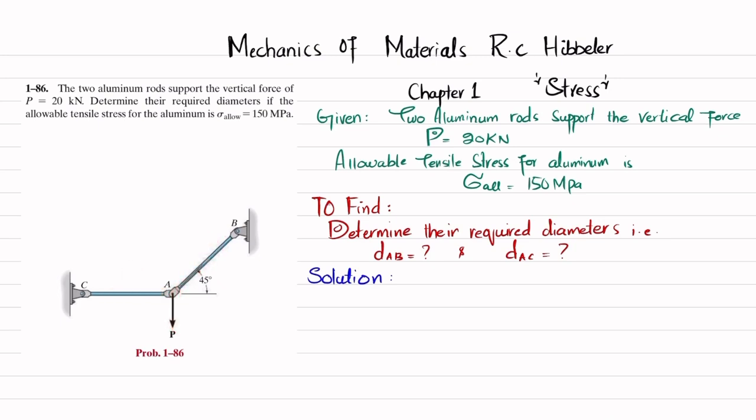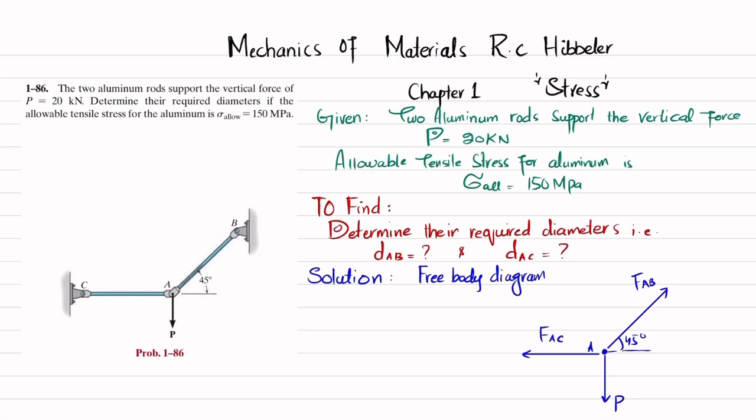Clear? So we will draw the free body diagram. Let this be your point A. At A we have P, which is acting downward. The rod AB exerts a force FAB at point A, and this makes an angle of 45 degrees. Similarly, rod AC will exert a force in this direction, FAC.